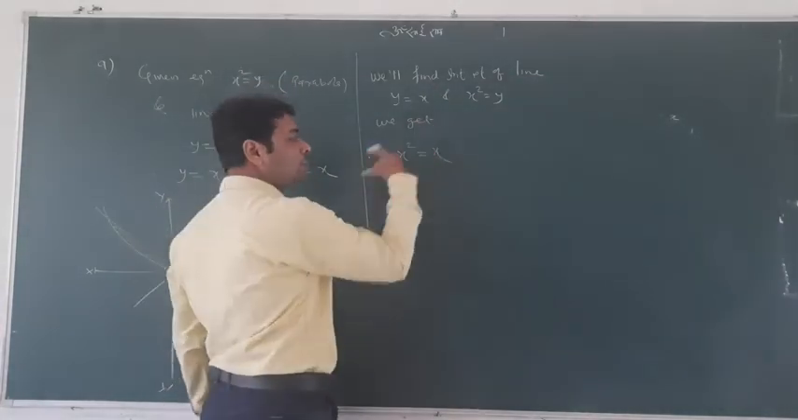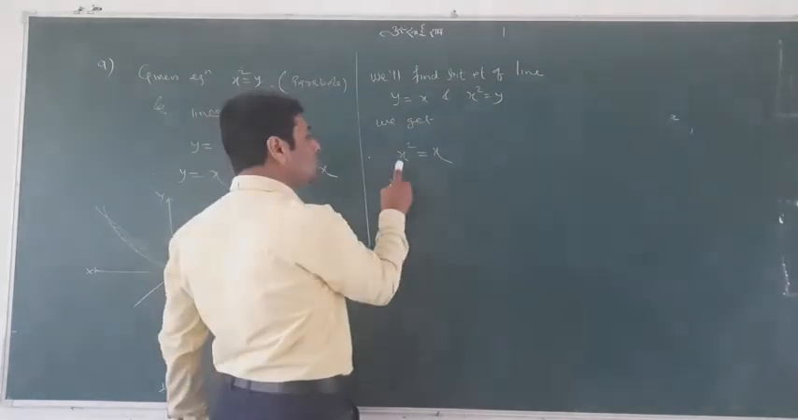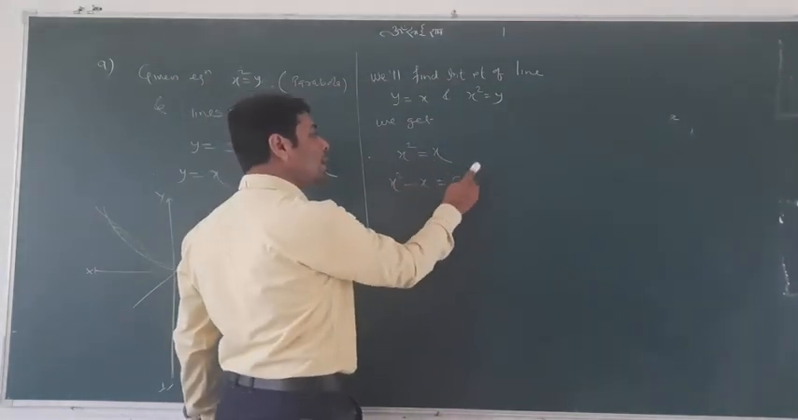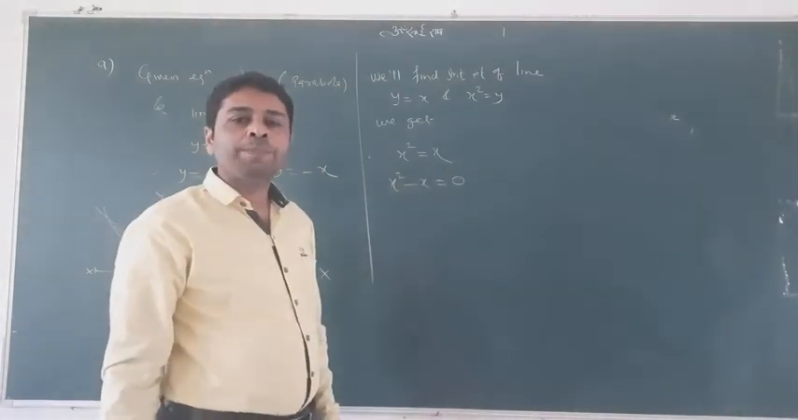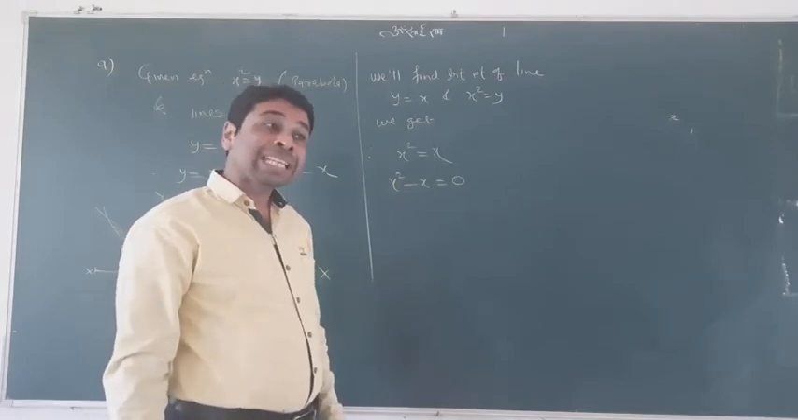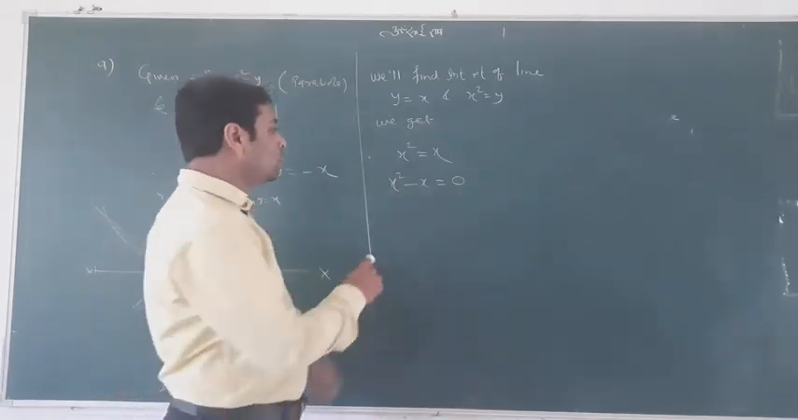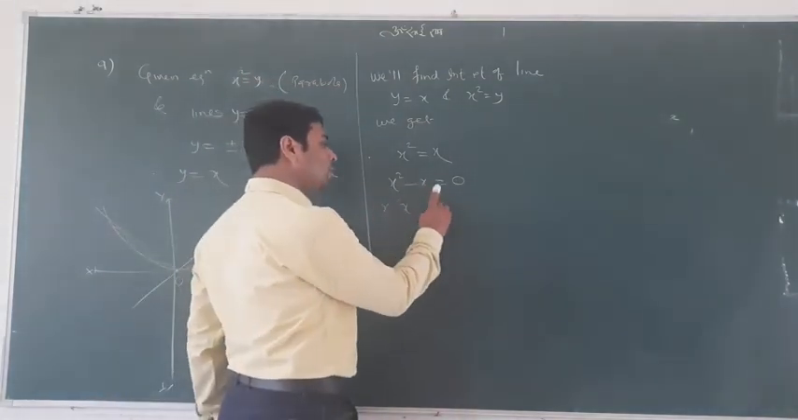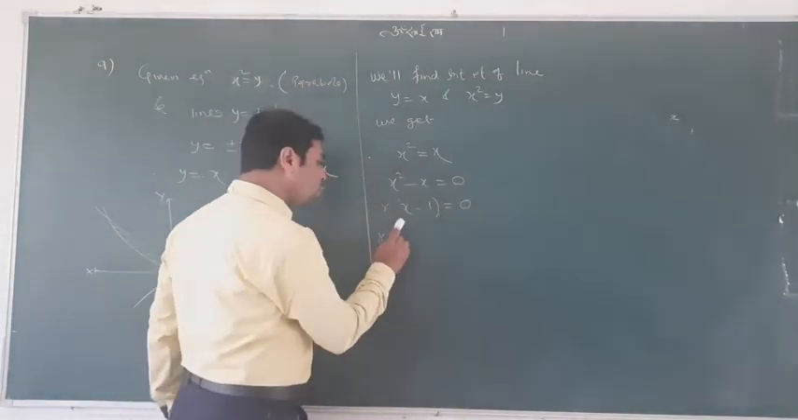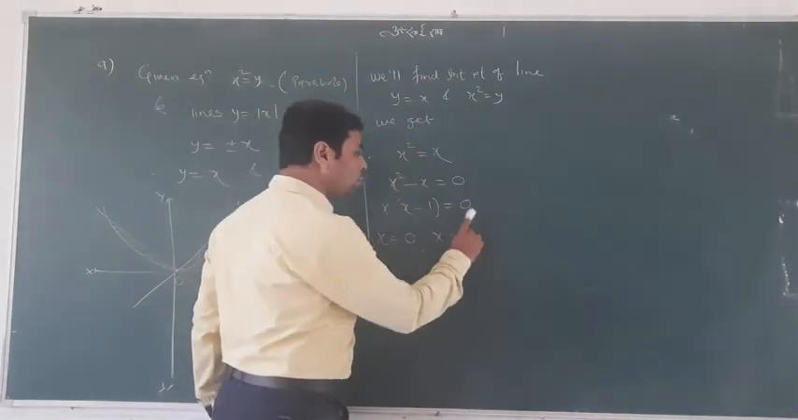Don't try to cancel. It is a bad habit. First you do transfer x, because after cancellation you directly remove one value of x, but that should not happen. You only do transfer, take out x common, and x minus 1 will be there. We have two options, x equal to 0 and x equal to 1.